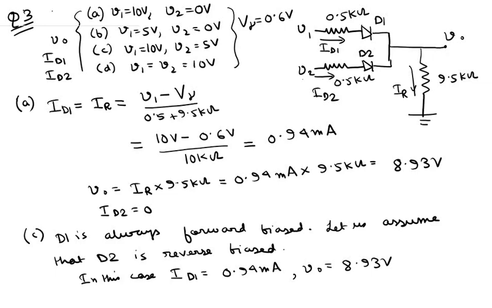Our assumption that D2 was reverse biased would actually be incorrect, and in that case we would have to do the problem assuming a forward biased D2. Okay, so this is how we typically make this assumption. Now the fourth case is this one, that V1 is equal to V2, which is equal to 10 volts.